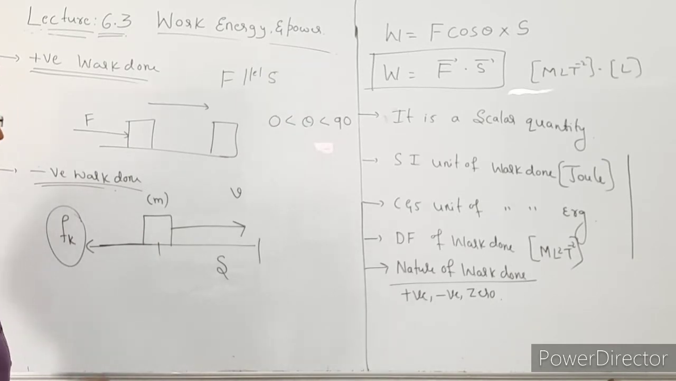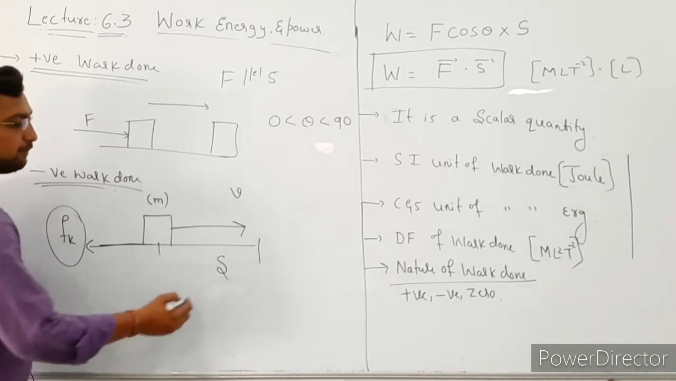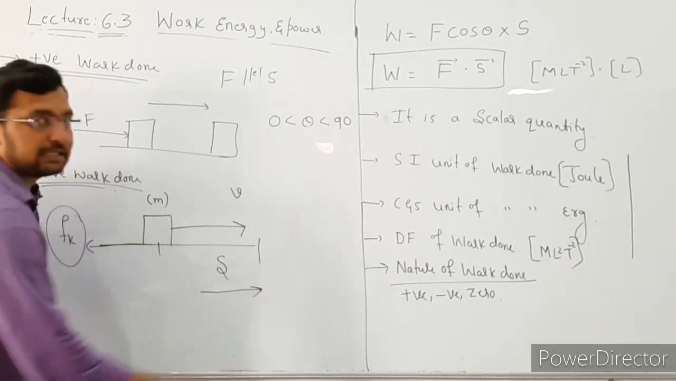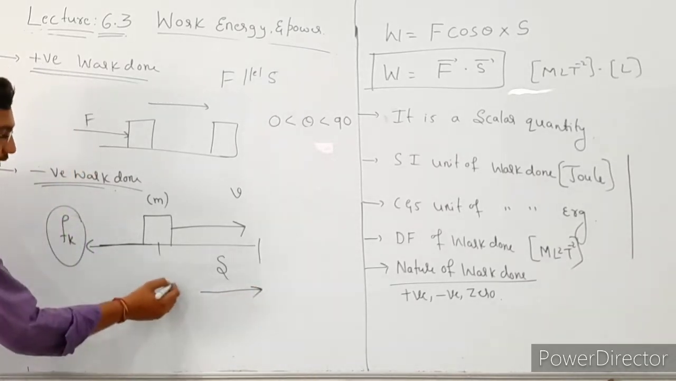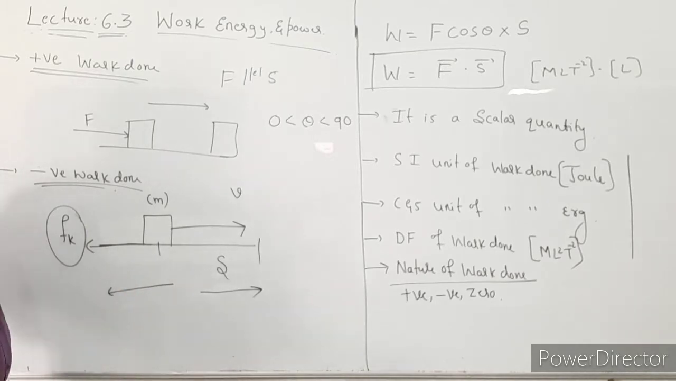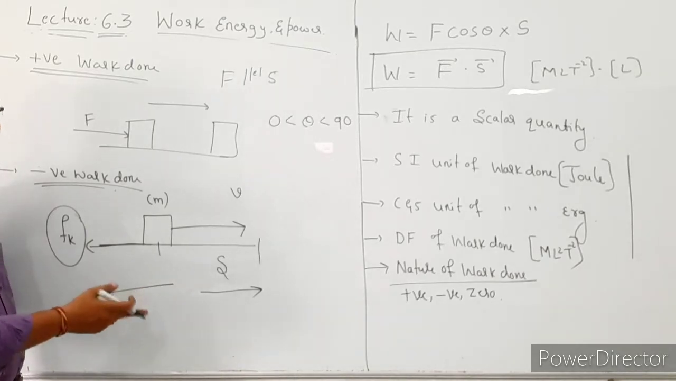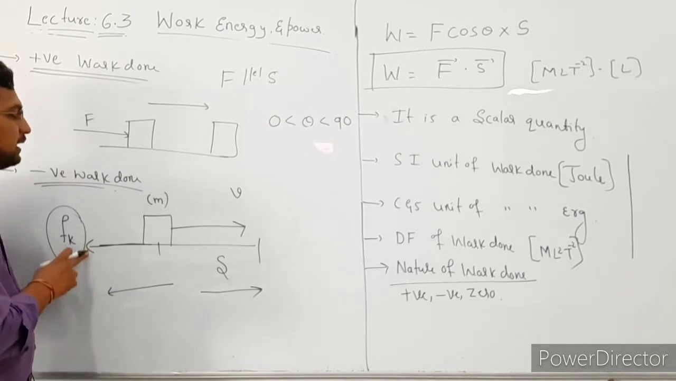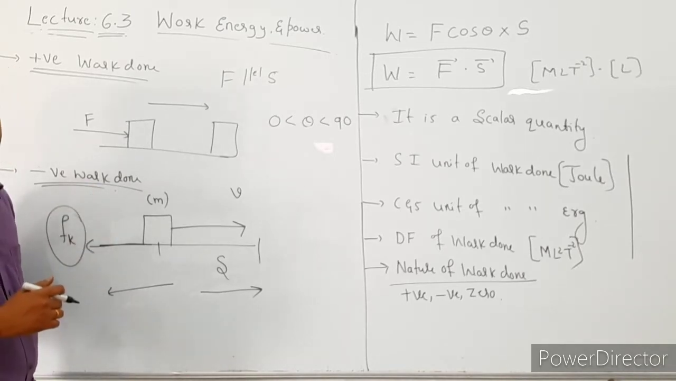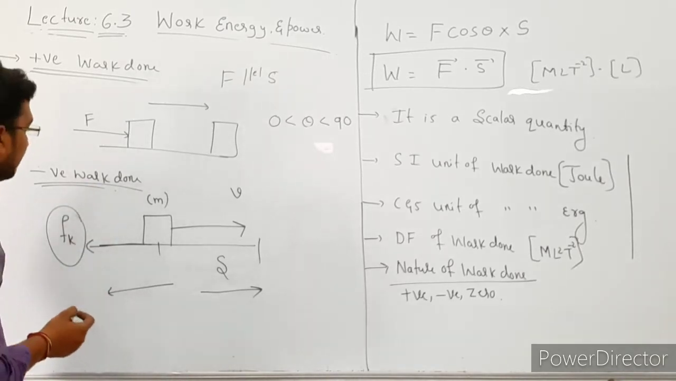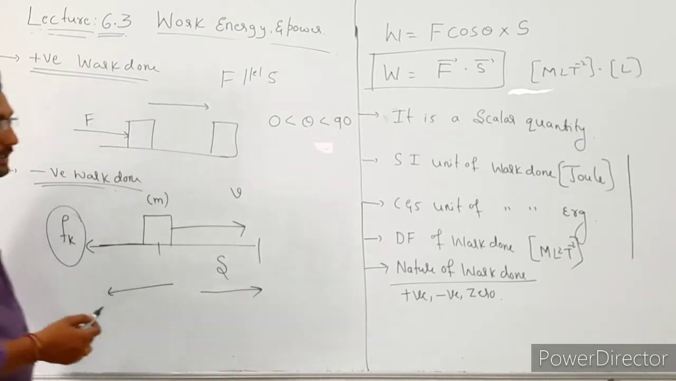The work done by this friction force on the block is negative, because in this case the displacement of the body is in this direction and the friction force acting on the body is in this direction. So both are opposite. Both are opposite means in that case the work done is said to be negative. Okay, see the example here.